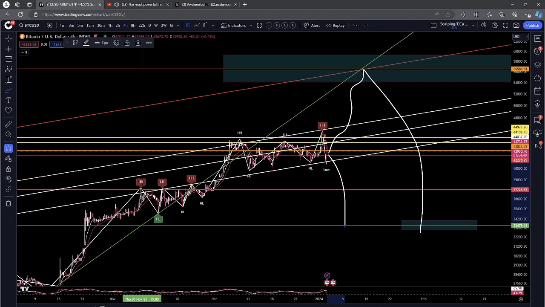So this is the kind of stuff that I want you to get used to, understanding the possibilities by just seeing price action.